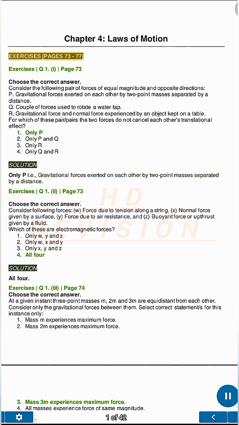Exercises, pages 73 to 77, Chapter 4, Laws of Motion. Exercises Q1, page 73. Choose the correct answer.